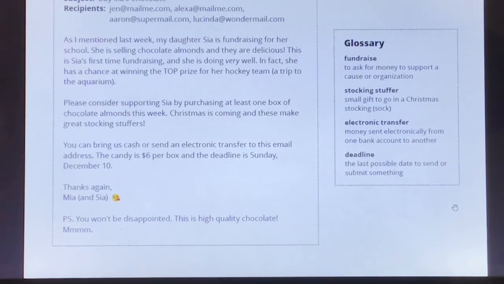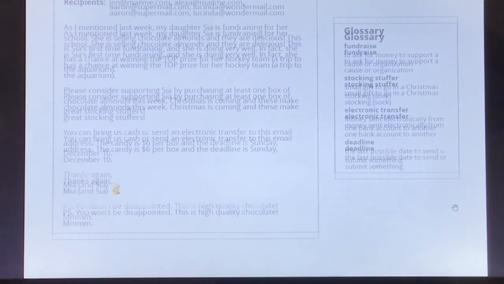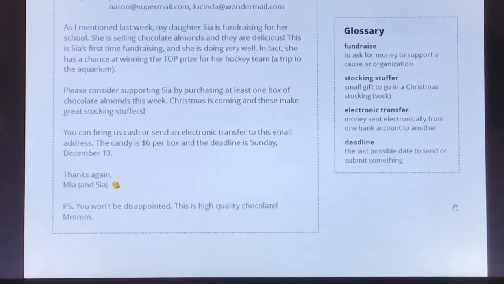Christmas is coming and these make great stocking stuffers. You can bring us cash or send an electronic transfer to this email address. The candy is $6 per box, and the deadline is Sunday, December 10th. Thanks again, Mia and Sia. P.S. You won't be disappointed.